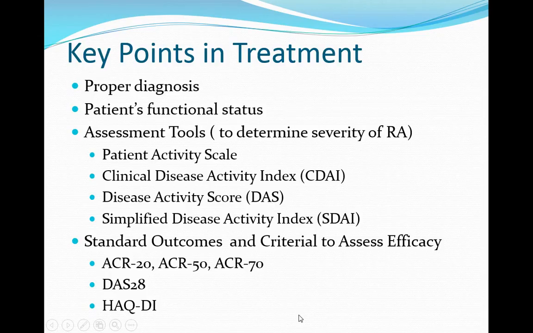So what we're going to do, on your handout, you'll see some key points in treatment. What is important there is, first of all, proper diagnosis. We're going to differentiate between gout or septic arthritis or infections, making sure the patient doesn't have lupus. We're going to look at the patient's functional status, and then we have to use assessment tools.